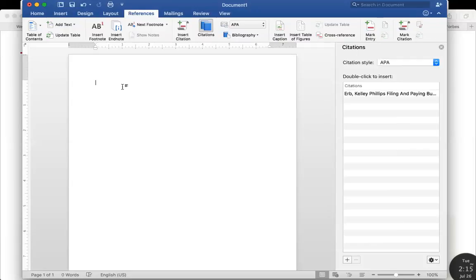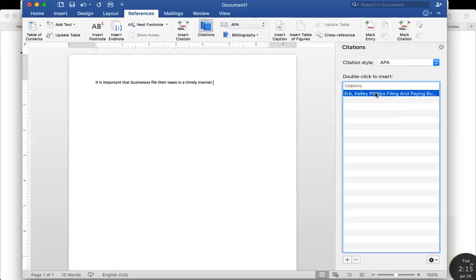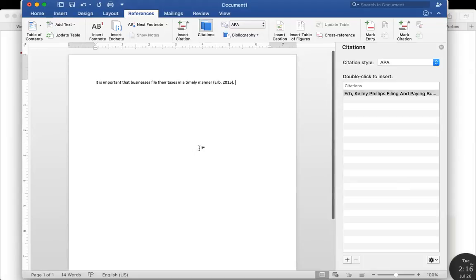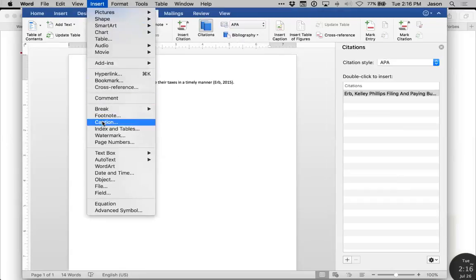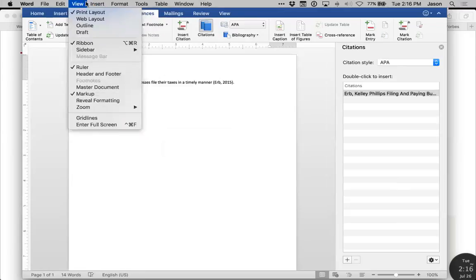And the nice thing about this is I can say something like, it is important that businesses file their taxes in a timely manner. And let's say I got that from this article. I can then come over and just double click on that, and it inserts my parenthetical citation, and then I can just keep typing. Okay, so it keeps things nice and formatted. I'm not a big fan of the way it formats the reference page, so I don't use this very much, but a lot of people love it. So this may be your favorite thing. I just want you to know it's there.